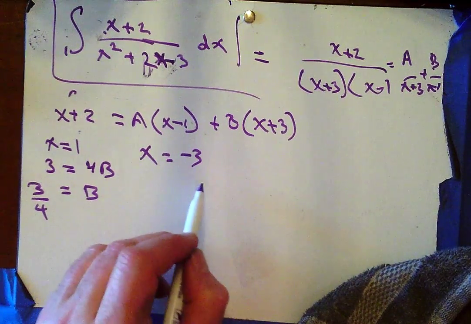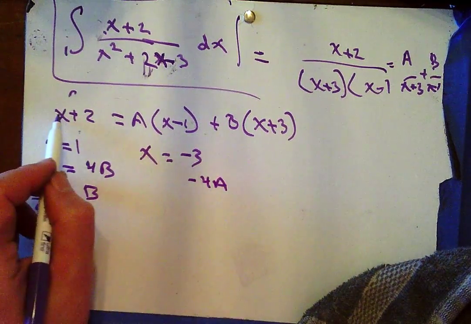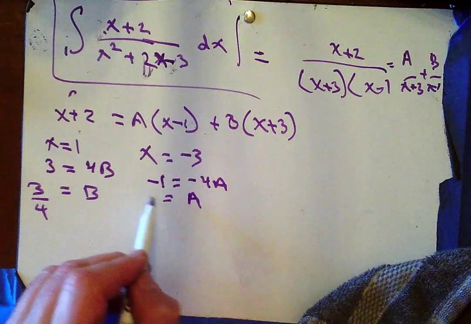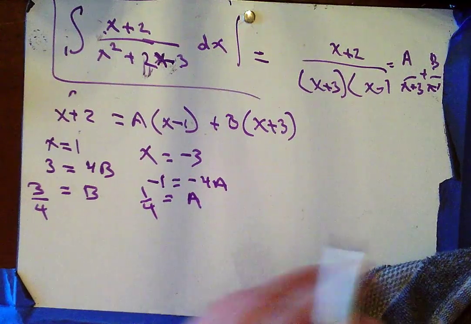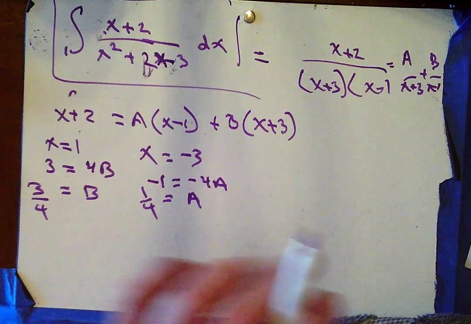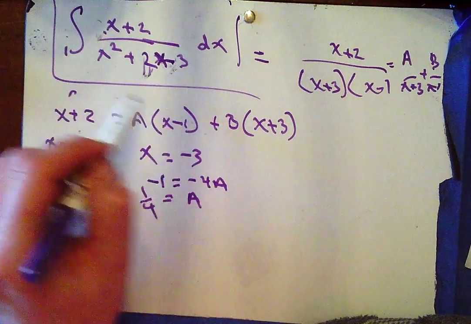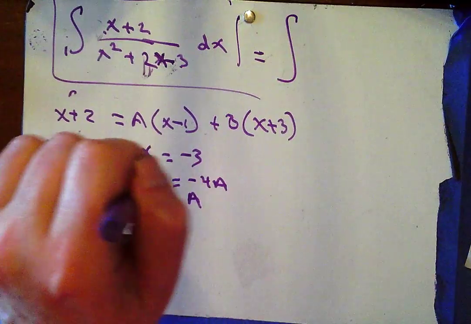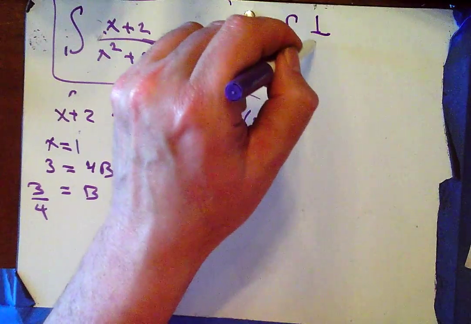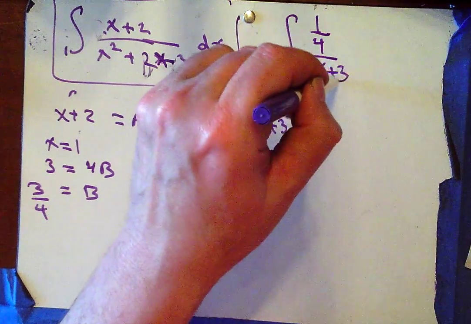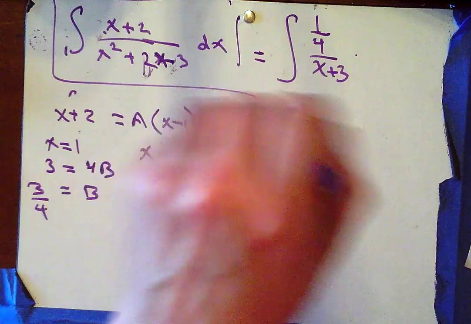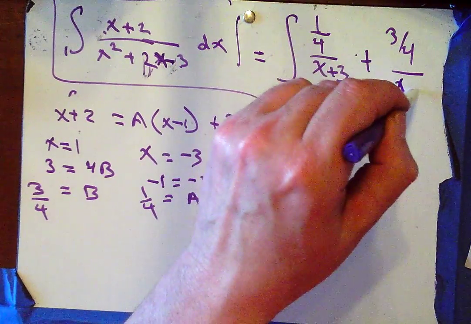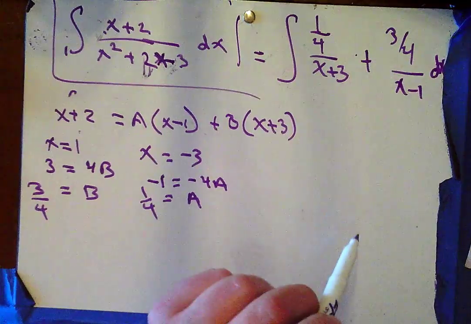Minus 3 minus 1 is negative 4a. Minus 3 plus 2 is negative 1. So a equals 1/4. So now I'm ready to say, okay, this thing that I was very upset about can be rewritten as the integral of 1/4 over x plus 3 plus 3/4 over x minus 1 dx.